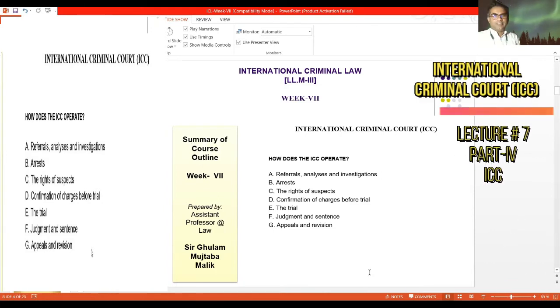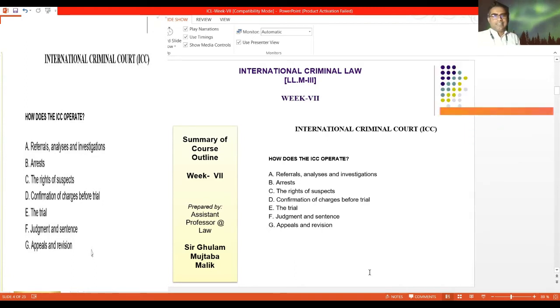The next topic is, after the arrest, what will be the rights of the suspect? Students, are detainees deemed to have been convicted by virtue of their transfer to the court? No. Everyone is presumed innocent until proven guilty before the court. The prosecution must prove the guilt of the suspect, and the trial chamber will convict someone only if it is satisfied that charges have been proven beyond reasonable doubt.